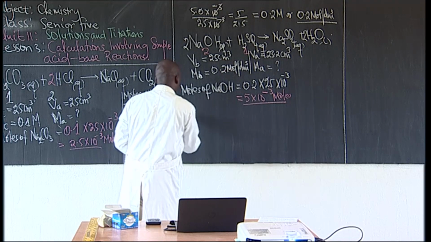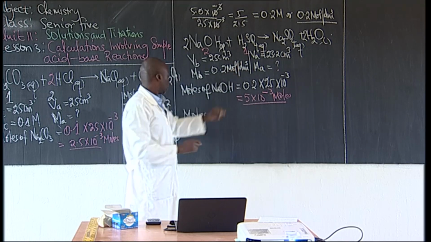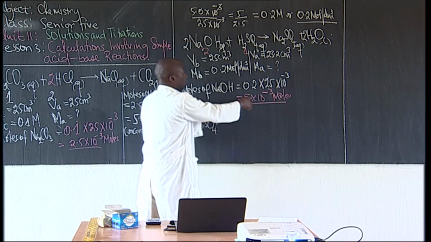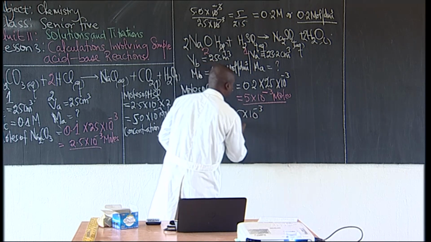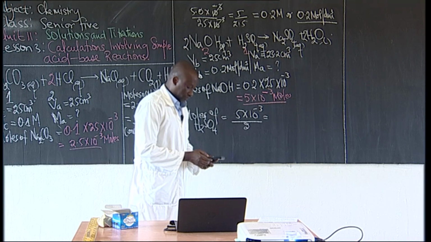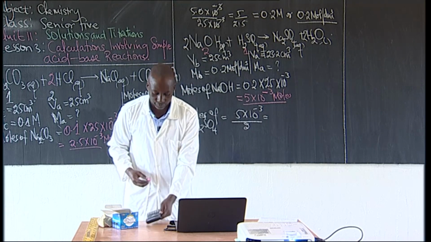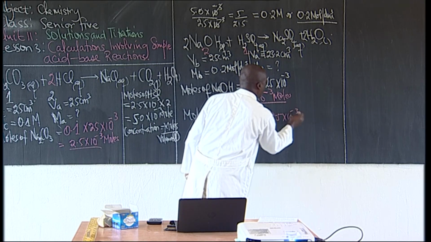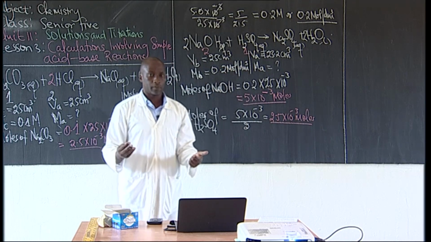So now, after getting that, we are going to get the moles of the acid that reacted. And we get that according to the reaction. Moles of sulfuric acid that reacted will be equal to a half of 5 times 10 to power negative 3, divided by 2. So what do we get? Divide your answer by 2. 2.5 times 10 to power negative 3 moles. These are the moles of the acid that reacted.